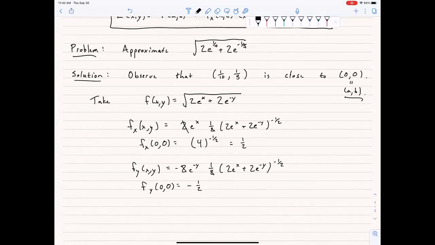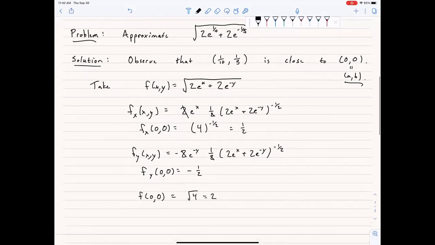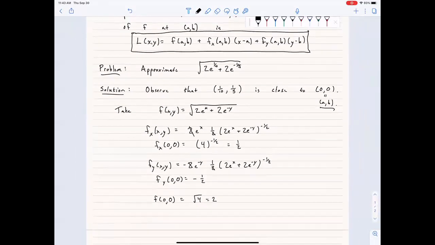So we've calculated the quantities we need. I guess the one thing we didn't calculate was actually the easiest thing, just calculating f at the point (a, b). So I missed that. Let me do that now. f at (a, b) is just f at (0, 0), which is the square root of 4, which is 2. All right, so now I have all 3 things I need: the value of f, the partial derivative with respect to x of f, and the partial derivative with respect to y of f, all evaluated at the point (a, b).